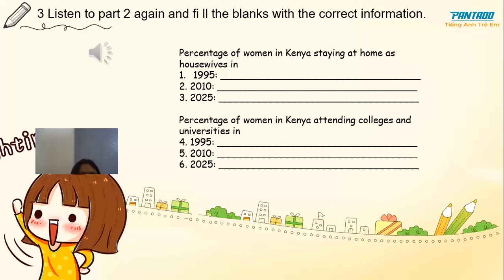Skills 2. Listening. Activity 3. Listen again to part 2 and fill the blanks with the correct information. Let's look at some figures. In 1995, 65% of Kenyan females stayed at home as housewives. This number dropped dramatically to 47% in 2010. It is predicted that this number will keep falling to around 30% in 2025. Only 22% of university students were girls in Kenya in 1995. 15 years later, in 2010, this number went up to 36%. Research shows that it will keep rising, and in 2025, about 48% of the student population will be made up of females.